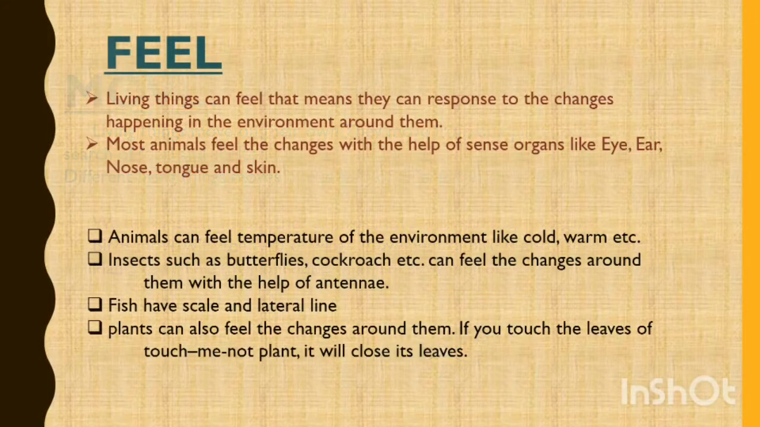Next thing is feelings. Feelings is something which is a unique nature of living things. We living things can feel our surroundings by our sensory organs like eye, ear, nose, tongue, and skin. By this, we can feel the changes around us. What about the other animals? They also have their own sensory organs like antennae, gill, etc. And what about trees? They also have feelings, but we do not understand that.